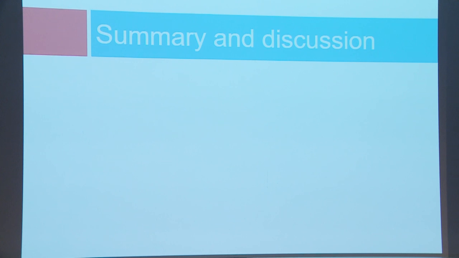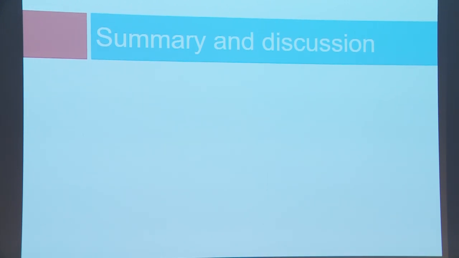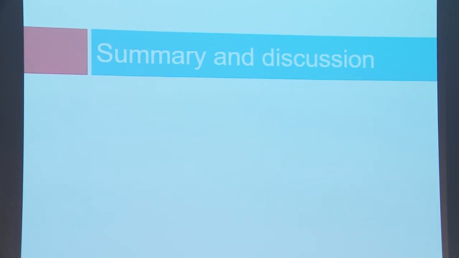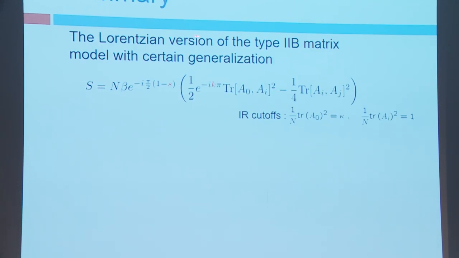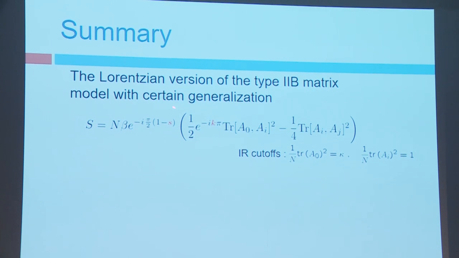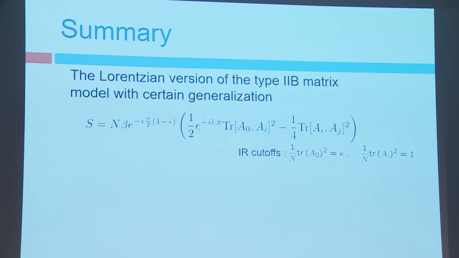Okay, so let me summarize my talk. We examined the Lorentzian version of the type IIB matrix model with certain generalization. The action is here. We introduced the two deformation parameters, S and K here. We impose constraints on A0 and Ai here.